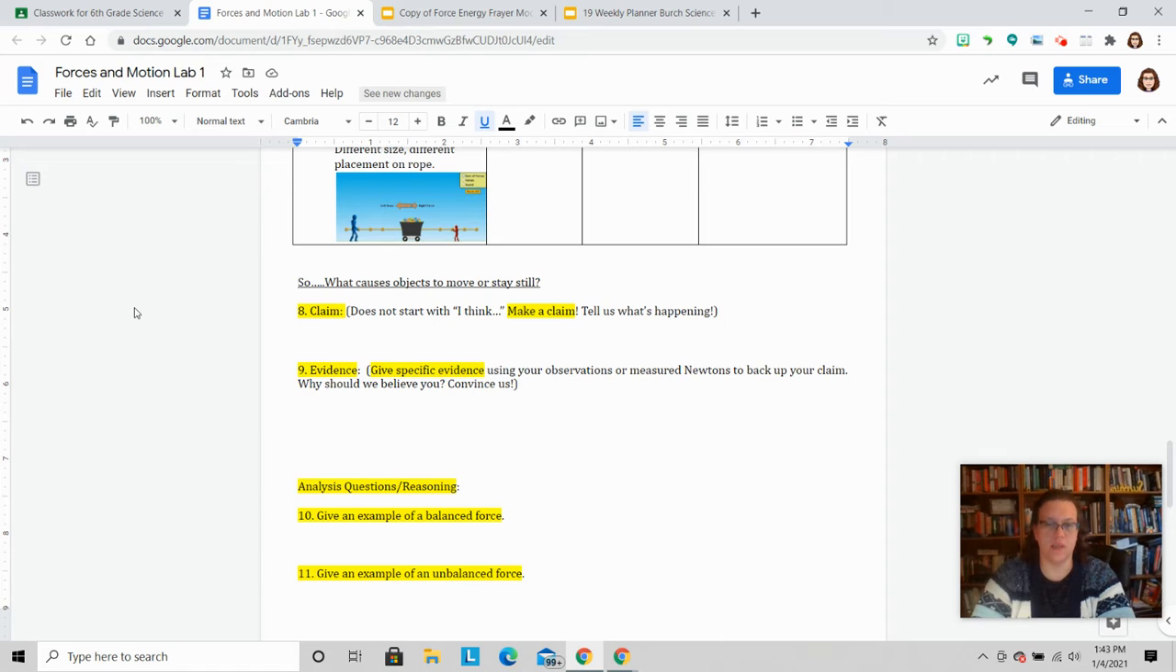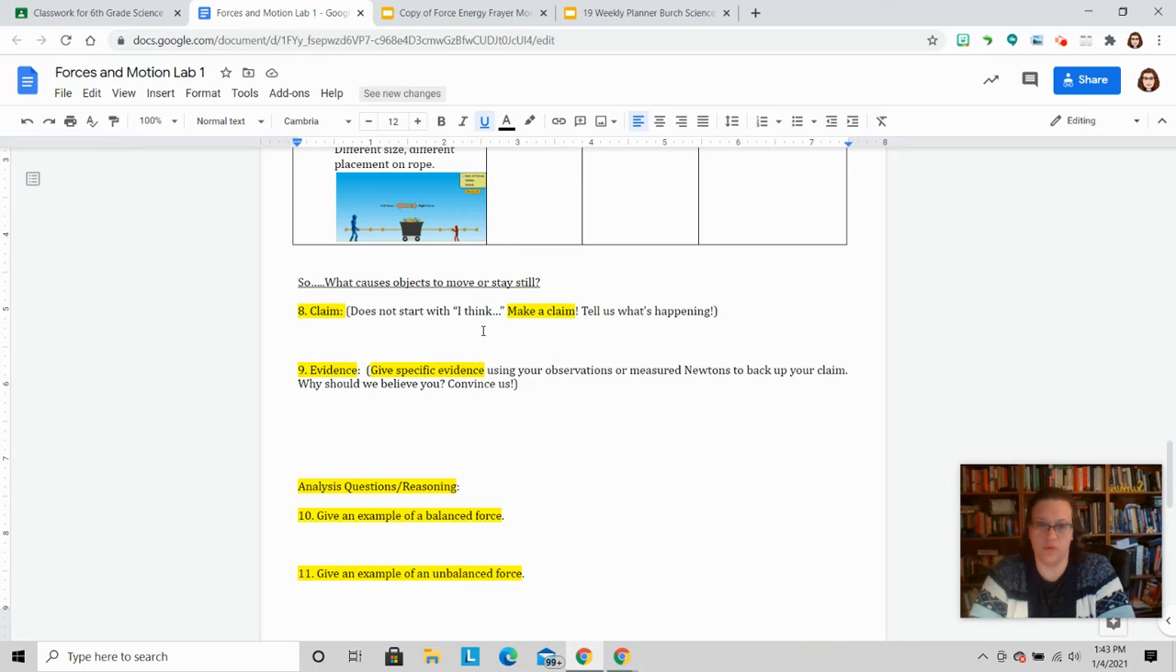So if you remember at the beginning of the activity, one of the questions it asked you was what causes objects to move or stay still? It's been a little while since we've done a CER, the claim, evidence, and reasoning. But here I'm just looking for claim and evidence. So claim, remember, does not start with I think. Tell me what's happening. What causes an object to move or stay still? So you would explain a statement, just one statement.